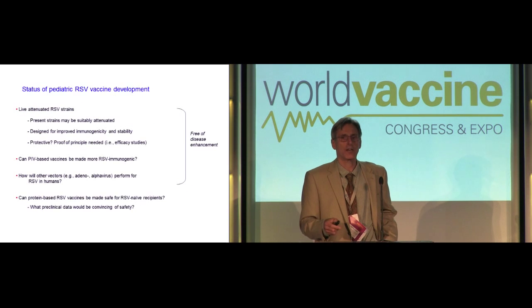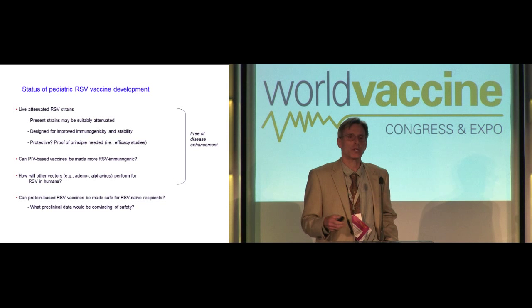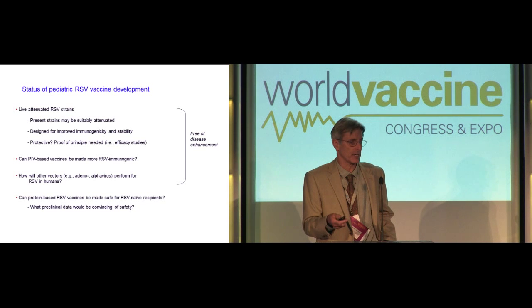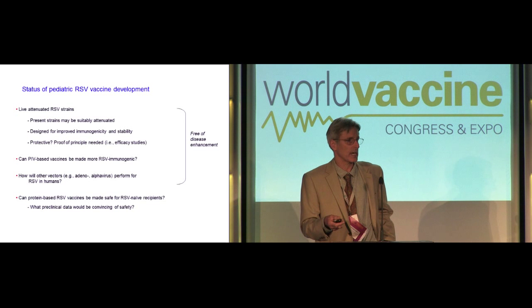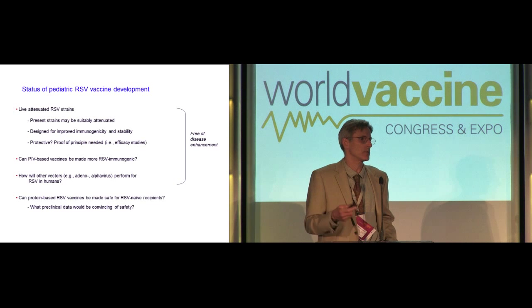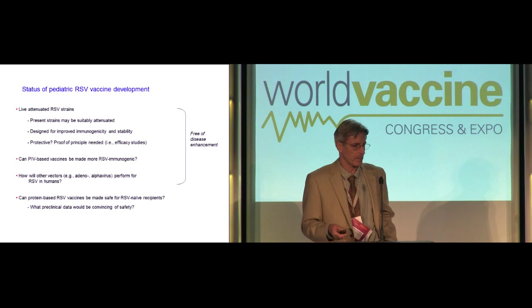So to summarize, I've mentioned that we need to have 2 vaccines. One's a pediatric vaccine and one's an adult vaccine. So for a pediatric vaccine, with the live attenuated strains, we put tremendous work into that. We have a number of strains that seem to be suitably attenuated. We've improved their design to make them more immunogenic, we think, and more stable. We now have to see if they're protective, and so we need to do efficacy studies with a lead candidate.